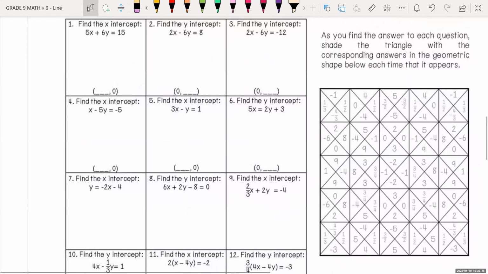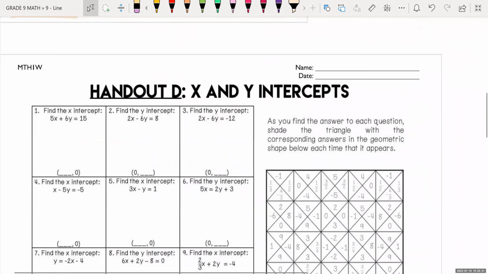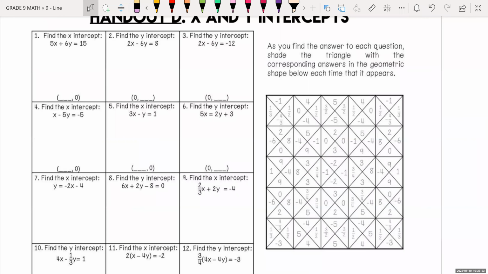activities. Actually, is it one? No, yeah. I like this activity. I think if you are someone who likes to color, you'll enjoy this. So for this activity, for every question, it tells you what to do. Find the x-intercept. So for this one, you would let y equal to 0 and solve. I'll do one of them with you guys. So to find the x-intercept, your y has to be equal to 0. So it would just be 5x plus 6 times 0 is equal to 15. 5x is equal to 15, x is equal to 3.